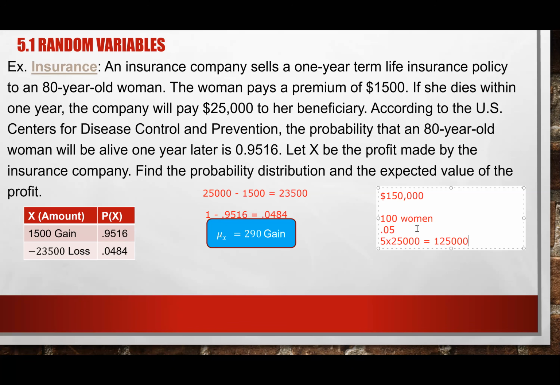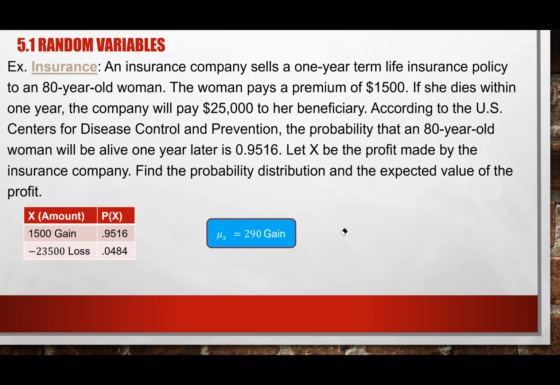Worst case scenario is that within that year, all 100 women that we sell to die, and that's when we suffer the loss, right? We have to pay out 250,000, so we lose 100 extra thousand. But based on the probability and the information we gathered, that's very unlikely to happen, right? In short, the expected value basically tells you on average what we should expect to gain.